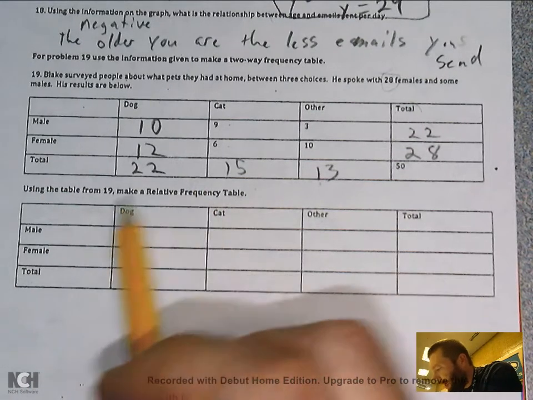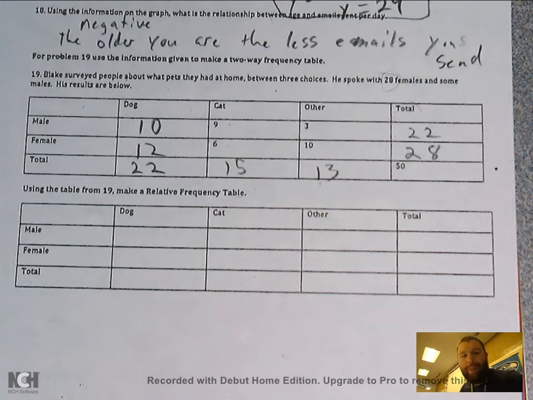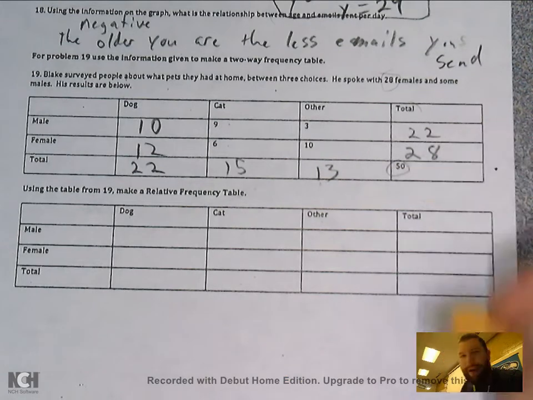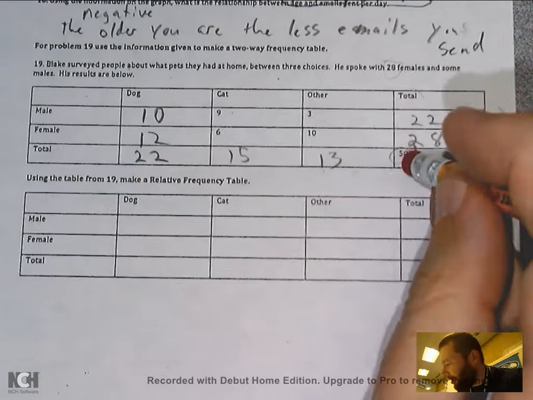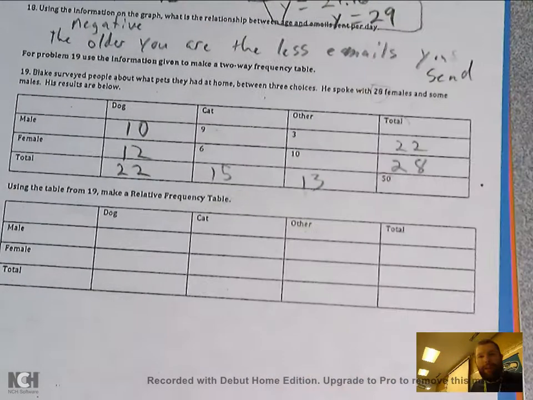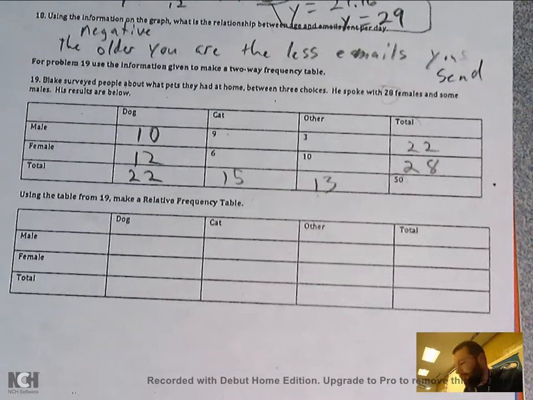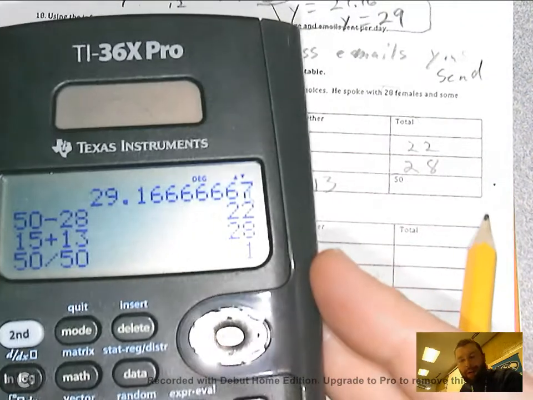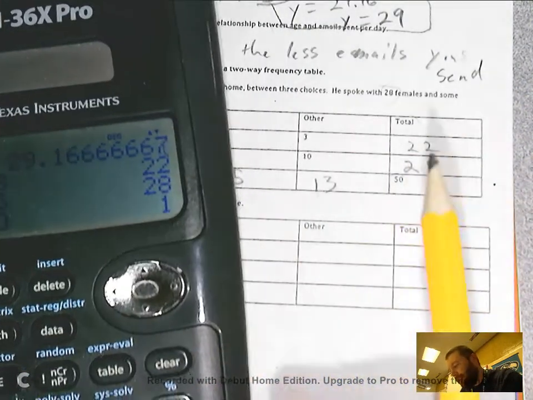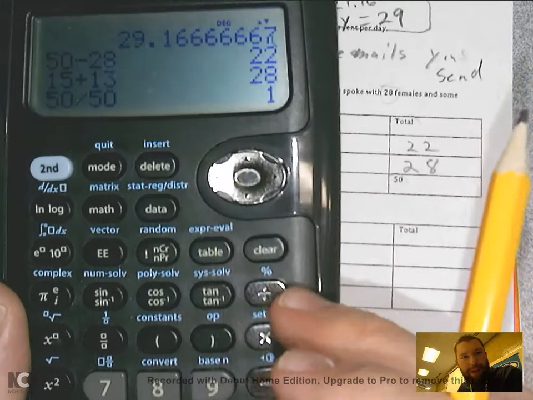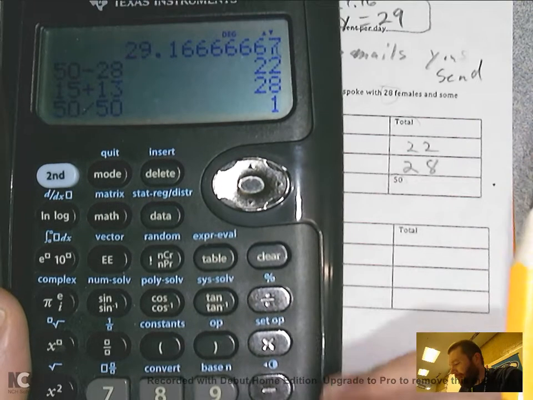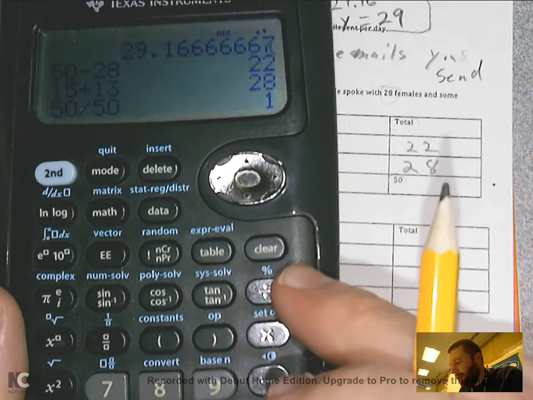Then it asks me to make it a relative frequency table. To make it a relative frequency table, we need to convert all of these to percentages. So basically, you're going to divide everything by that main number, the total of everything, the total number of people surveyed, which is 50. 50 divided by 50 is 1. To convert anything to a percentage, you can times it by 100, or you can push this percentage button.